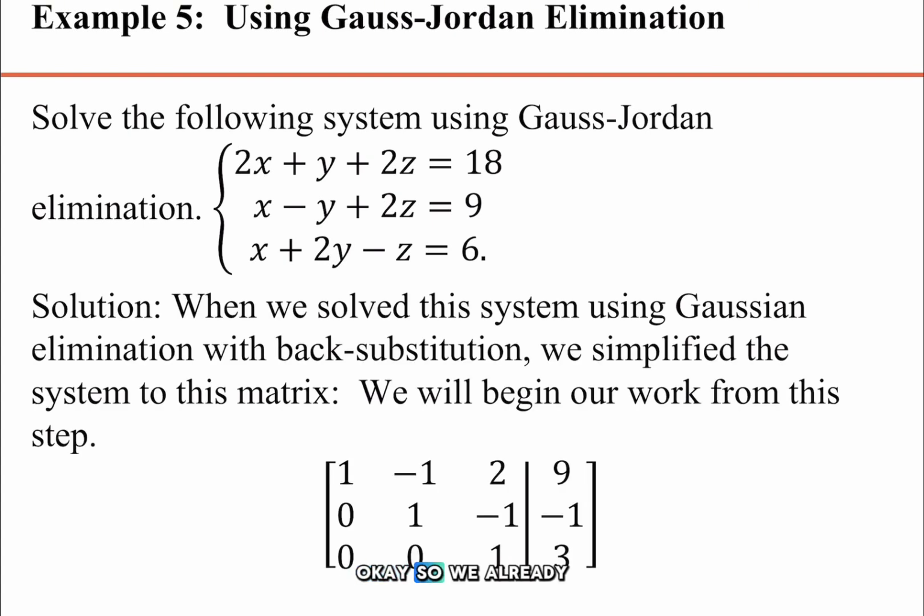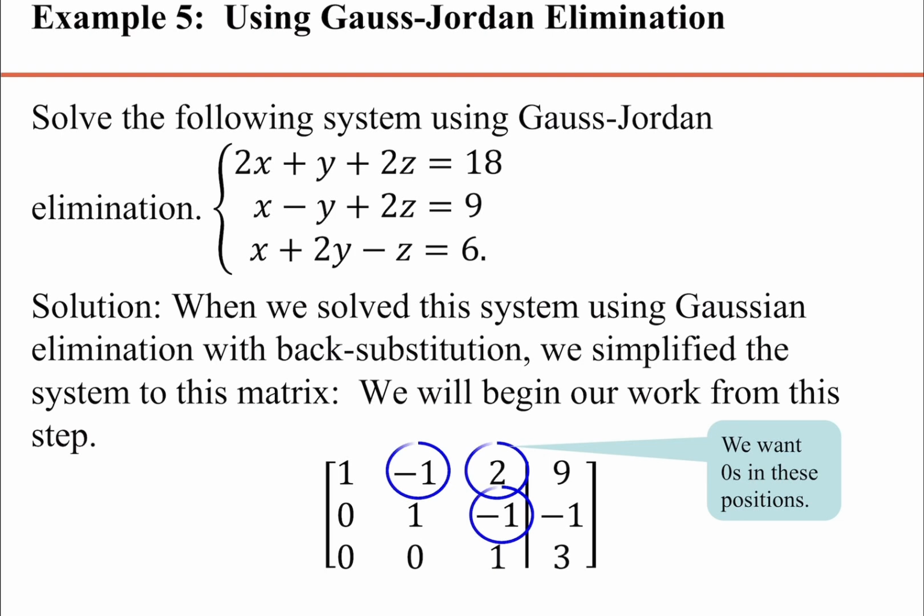Okay, so we already have our solution, right? But we can continue and then solve just using the matrix instead of back substituting. So we want zeros in those open positions. We want just ones on the diagonal.